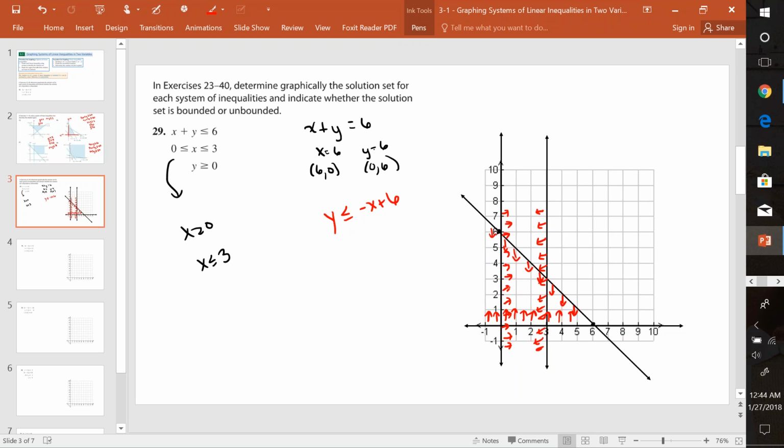Now the answer is the place where all of the arrows are in the same area. So it's actually this region right here, this little trapezoid that this made. That's the only area where all of the arrows appear for each part. So it's just bounded into this. And it is bounded because it does not go off forever in any direction.